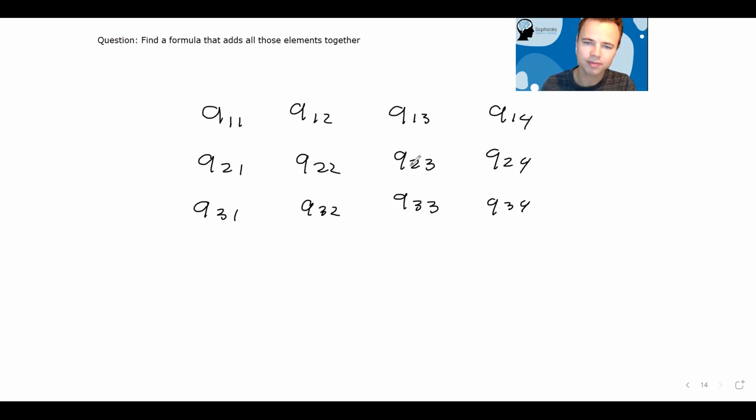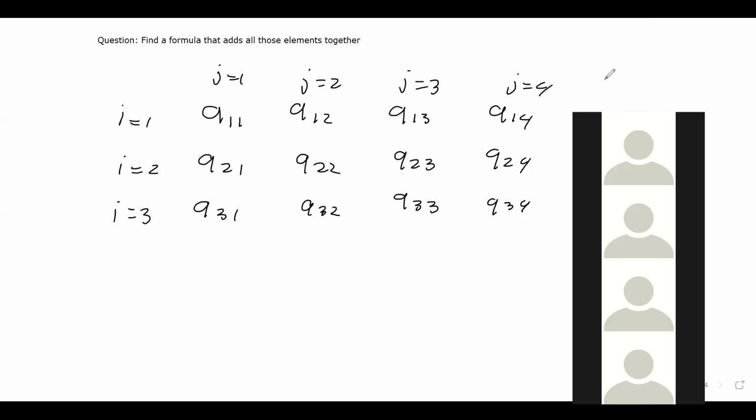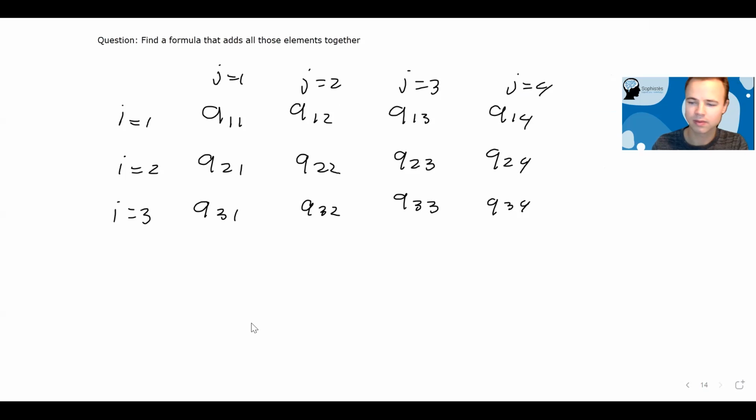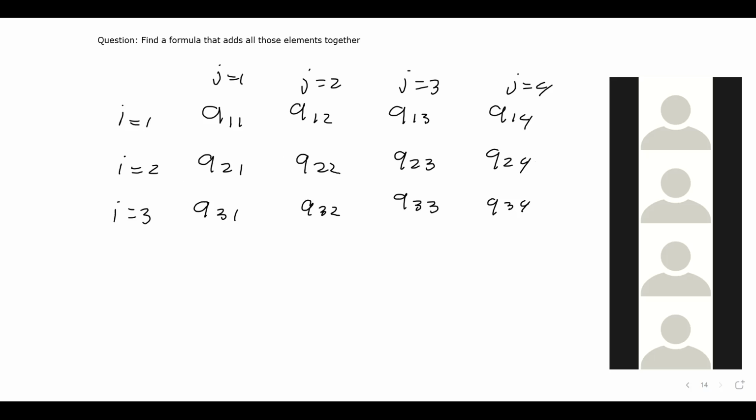So this is basically my table. You can see this as i is 1, i is 2, i is 3, j is 1, j is 2, j is 3, j is 4. And you have to find a formula that adds all those elements together. How would you do that? Anyone? If you want to add all the elements of a table, what do you know? You always have to use a double summation.